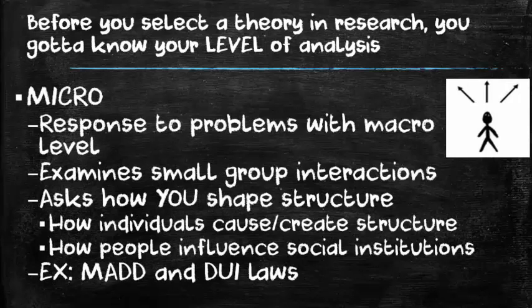The micro level came about as a response to these kinds of problems with the macro level, where we couldn't really discuss the individual forcing change in the structure. And so this level is much more intimate. It examines small group interactions, and it asks the question how you shape the bigger picture. What is it that you can do in the interactions that you have with people every day to cause or create structural change? How do people influence the social institutions of our society?